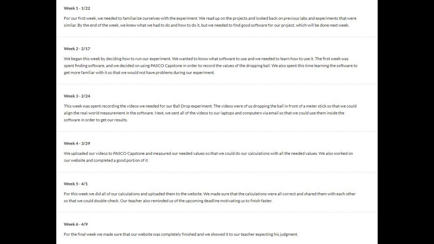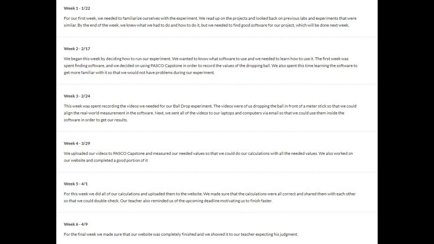In the second week, we began by deciding on the procedure for our experiment. We found out what software we needed to use, and then we watched guides on how to use it. In the end, we decided on Pasco Capstone software in order to record the values.